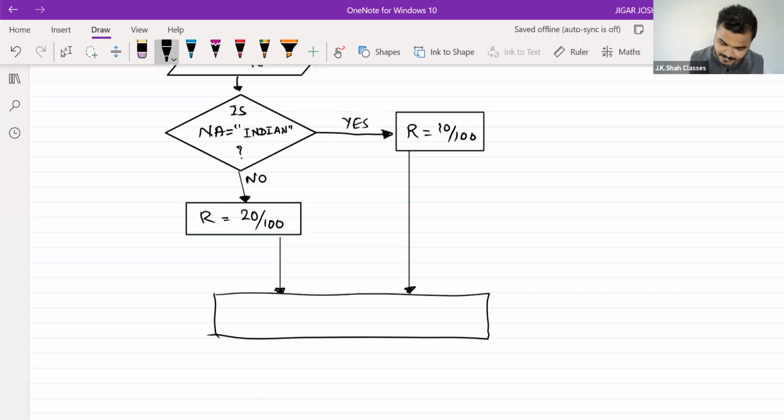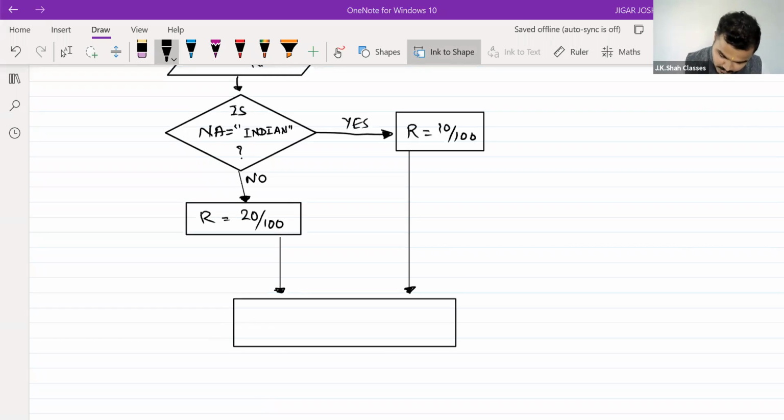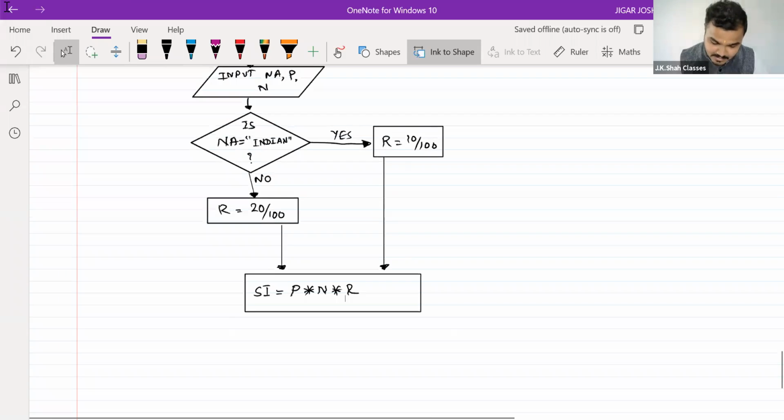We'll calculate simple interest. Simple interest is equal to P into N into R. We will not write it down divided by 100. Why? Sir, at the top only we had defined the rate with the divide by 100 only. Okay? So don't make such mistakes.